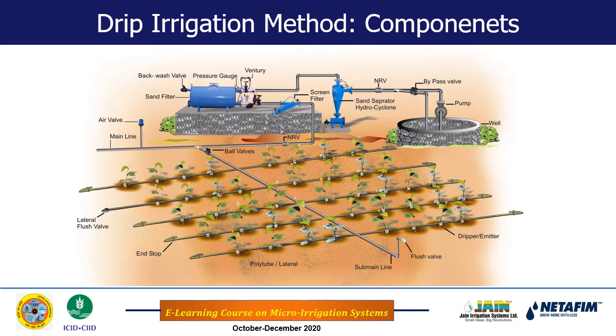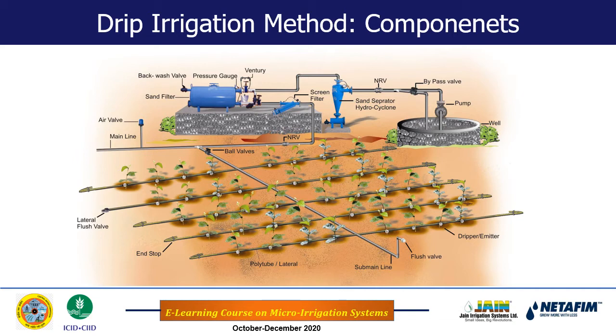In this particular case the pump is a centrifugal pump. The pump could be a submersible pump as well. The purpose of the water source is to supply the water. The purpose of the pump is to throw the water at the desired head for getting the desired discharge. So this is the purpose of the pump.